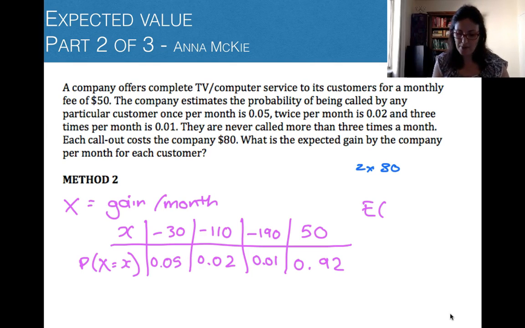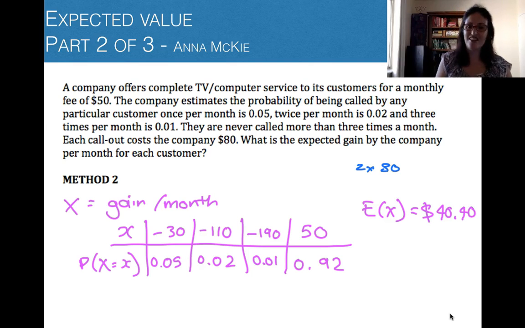So our final expected gain for that is where you multiply, multiply, multiply, multiply, add them all up, and that's how we still get back to our $40.40. So two ways of looking at that.